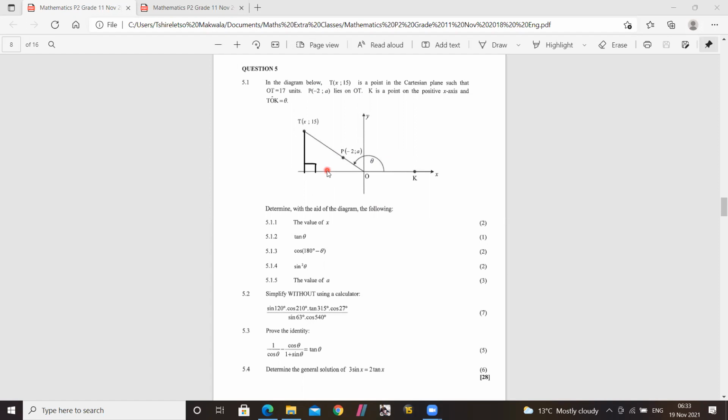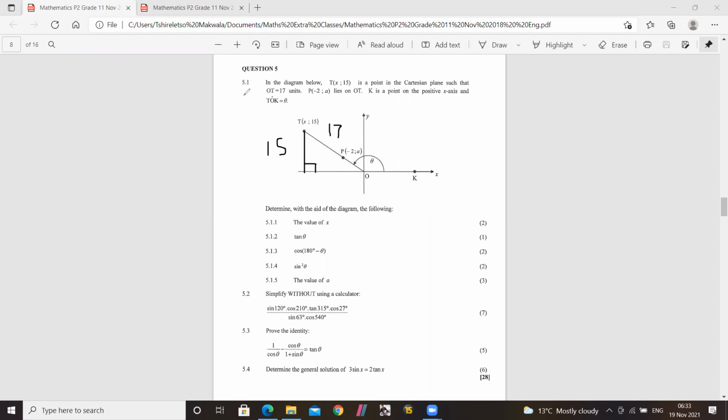Then we're starting. It says determine, with the aid of the diagram, the value of x. As you can see, the value of x here is the x coordinate of this point T. We know that this 15 is on this side of the triangle. So we have 15 this side, and they told us that OT is 17. So we're going to use Pythagoras to calculate the x value.